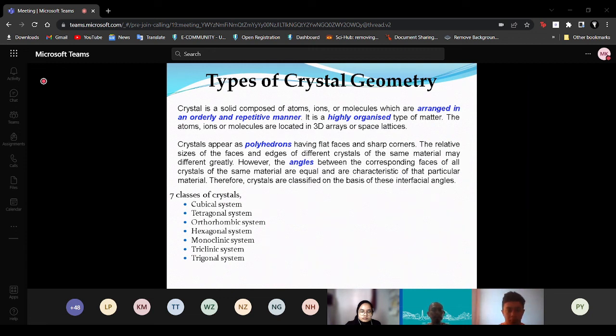Okay, type of crystal. This one I think most of you already know. Even if you're gonna learn detail about the structure of material, it's the same. Okay, in the material science subject, something like that, related to material. So the shape, the geometry is going to be like cubical, tetragonal, orthorhombic, hexagonal, monoclinic, triclinic, trigonal. So this is 7 class of crystal structure geometry.